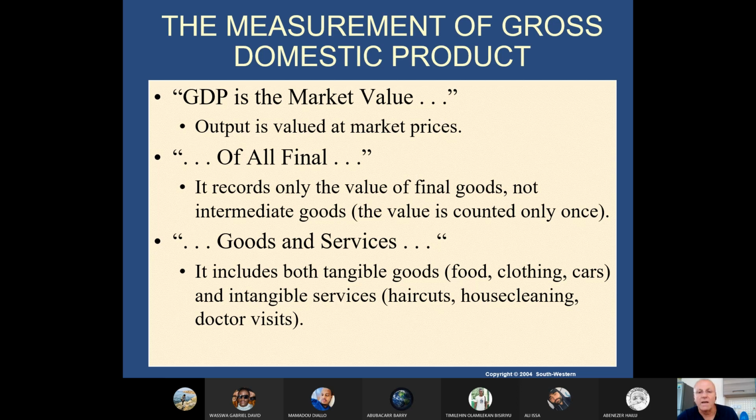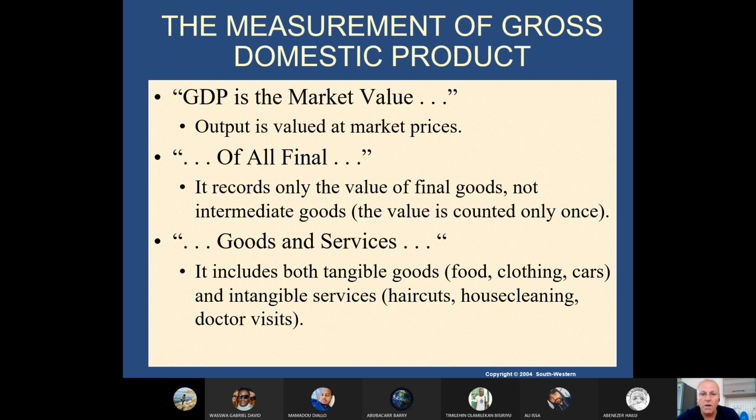If this is not a final product, if it is an intermediate product that is going to be used by another industry and is not directed to the goods and services market, then you are not going to count this in the GDP.